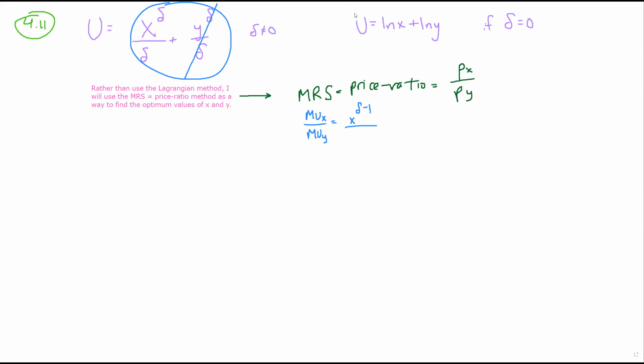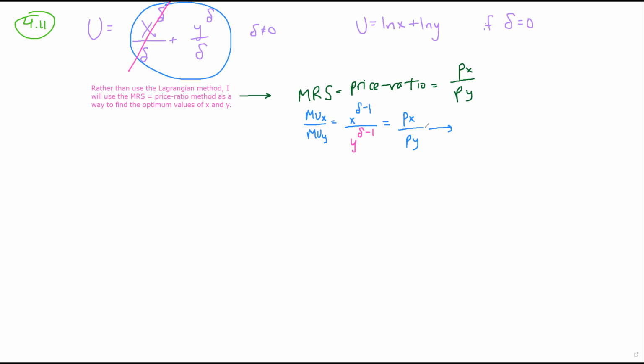But now we're going to flip the script. Now we're going to take the partial derivative with respect to Y. Because of that, this term as a constant will go away, and the partial derivative of this term with respect to Y is Y to the delta minus 1. And we're going to set this equal to the price ratio, Px over Py. Let's start solving here. There's not too much solving to be done.